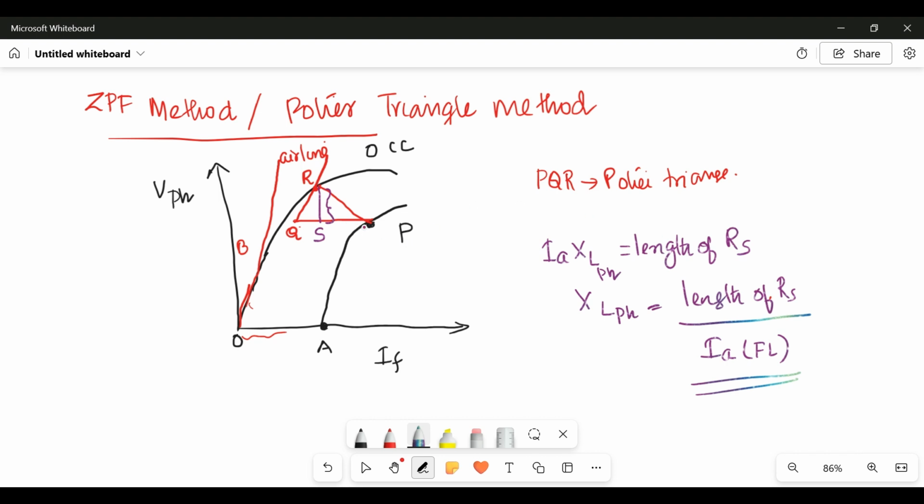Here the length of PS gives the field current necessary to overcome the demagnetizing effect of armature reaction at full load. Okay, thank you. We can continue the ZPF method in the next video. Thank you.